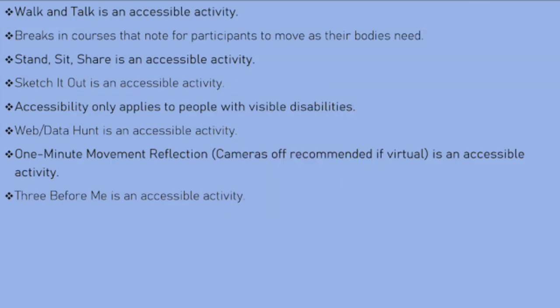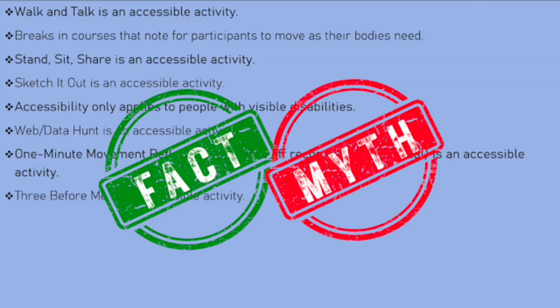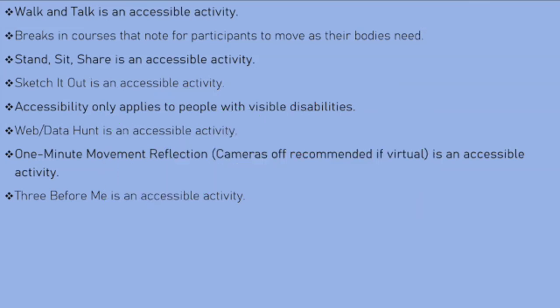How about 3 before me? That one can be tricky, right? So this can come in handy with those of us who more so have the neurodivergent brains. It can help us, give us time to think, to ask questions, to talk to our group. Yet sometimes 3 before me can do the opposite. It can put people at that point where they feel put on the spot or shocked because they've been asked a question. So there again, if no one asks for help, everything must be accessible.